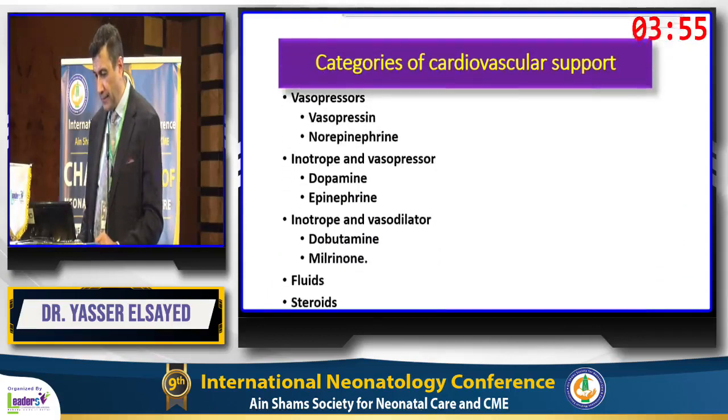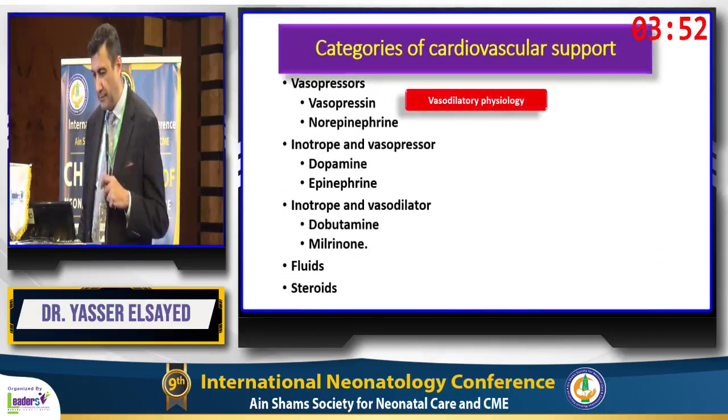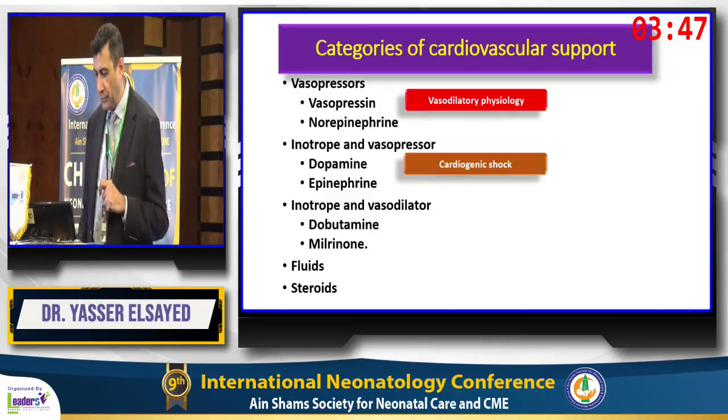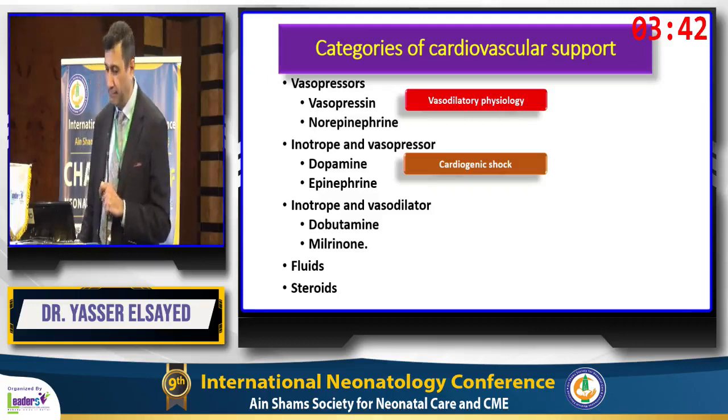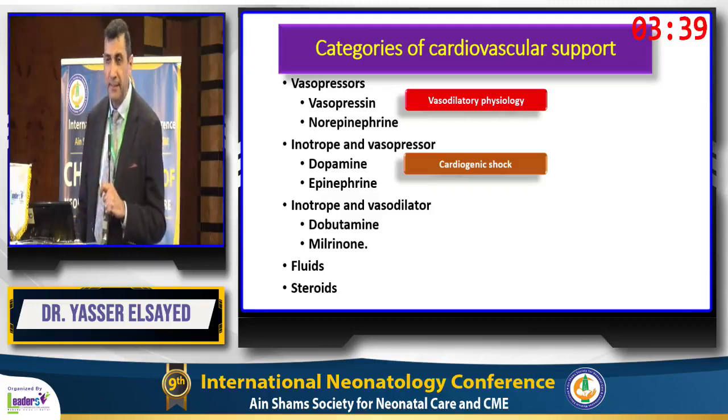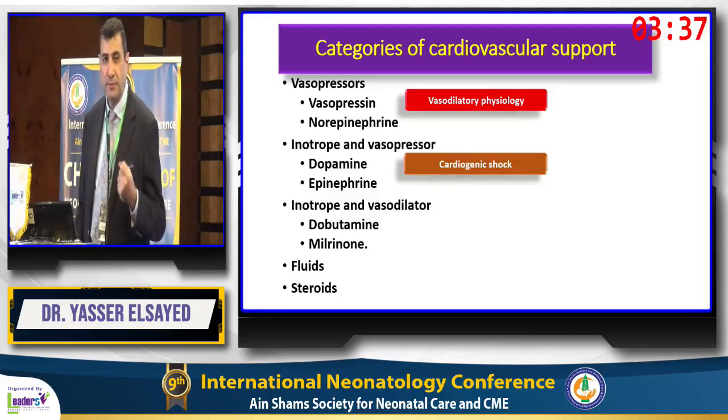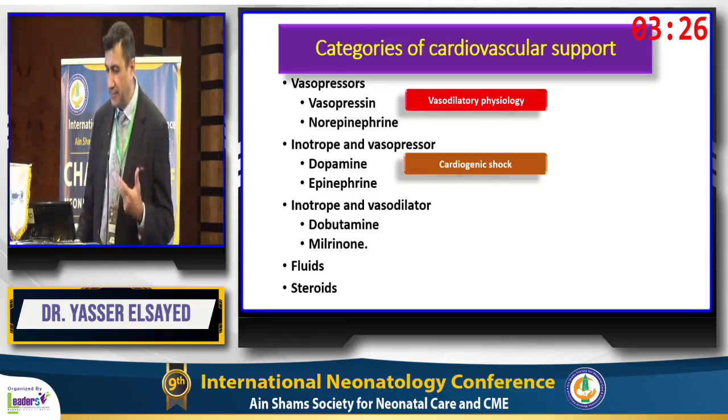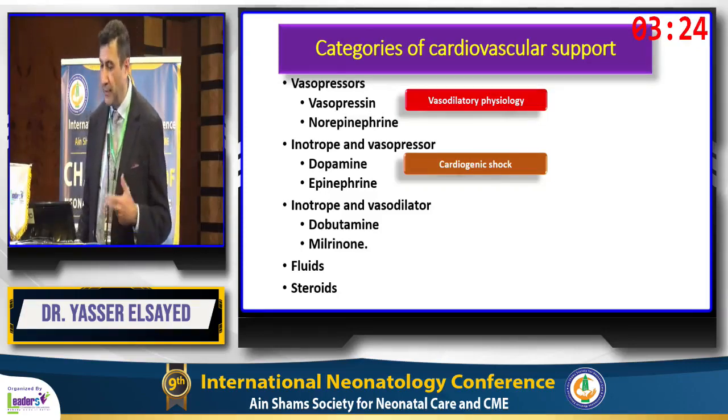So at the end, I already mentioned the categories of the medications. Vasopressors should be used in vasodilator physiology, inotropes plus vasopressor in cardiogenic shock, although we are not using dopamine too much now. It is a medication that might increase the brain oxygen consumption, it might increase the pulmonary vascular resistance, and it might increase the myocardial oxygen consumption as well. So it's not the medication that's preferred to be used. Even in adult shock, they are not really recommended to use dopamine. And if you need to use it, don't exceed 10 mics per kg per minute.